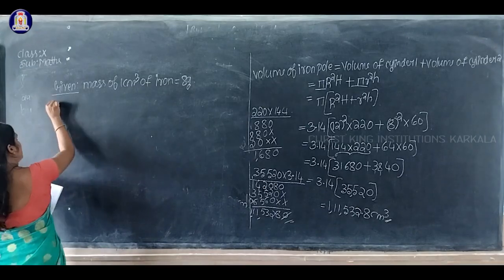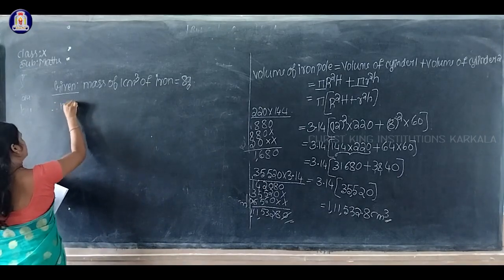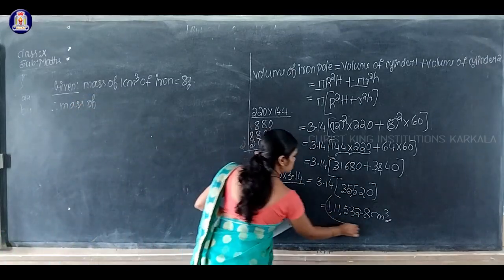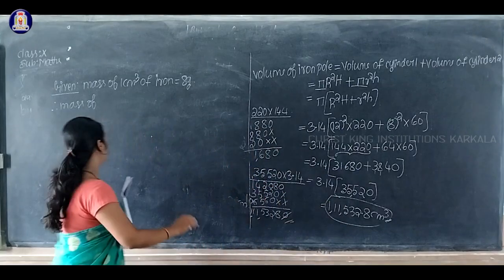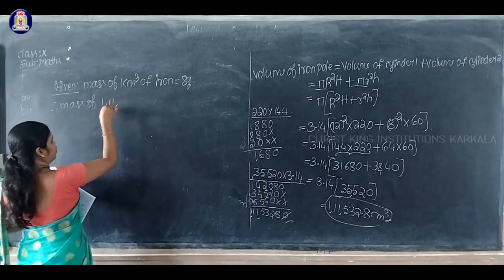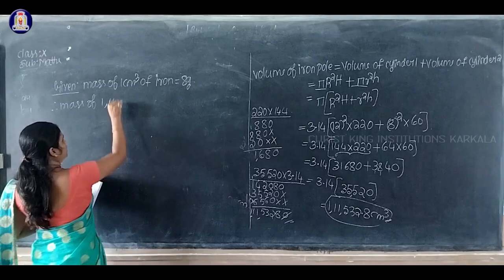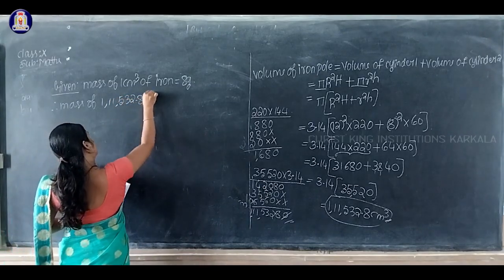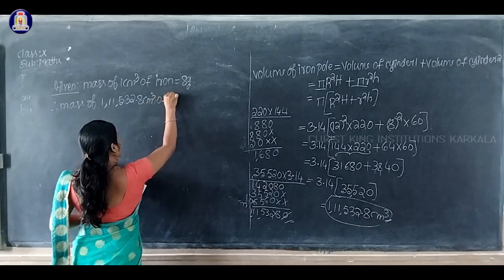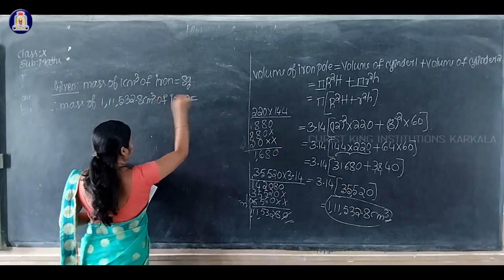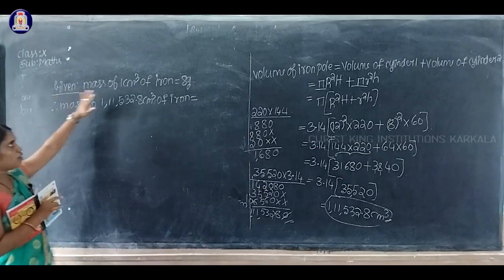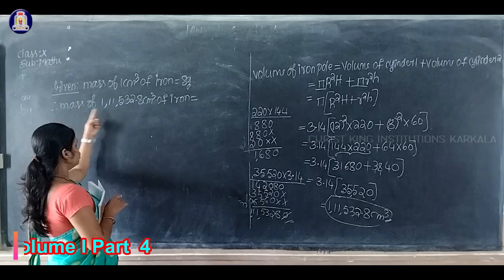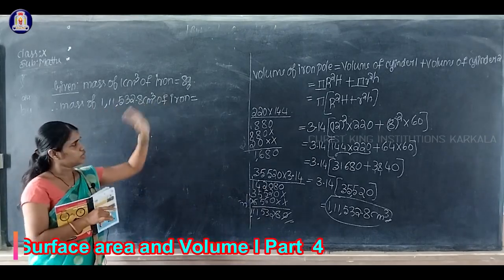So what is the mass of? Therefore, mass of, what is the volume here? Mass of 1,11,532.8 cm cube of iron equal to how much? This is your question. Okay, mass of 1 cm cube of iron is equal to 8 gram. This is already given. Okay, so you have to calculate what is the mass of this iron cube.